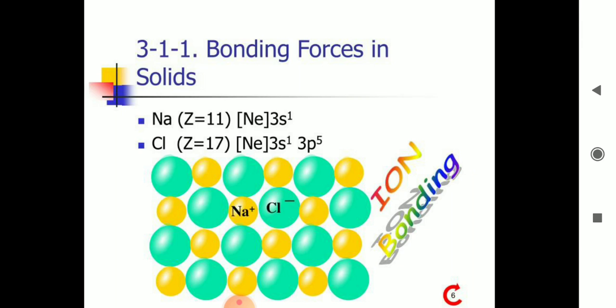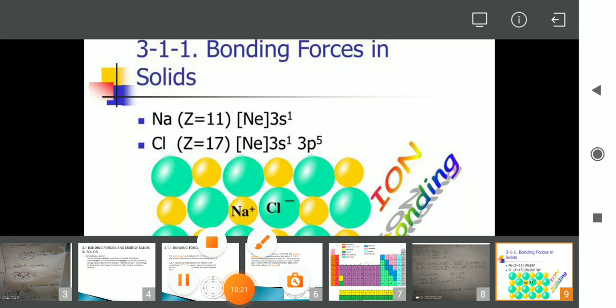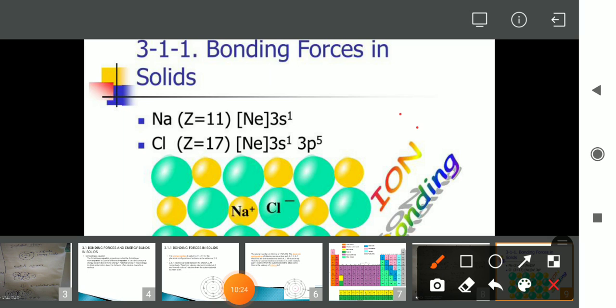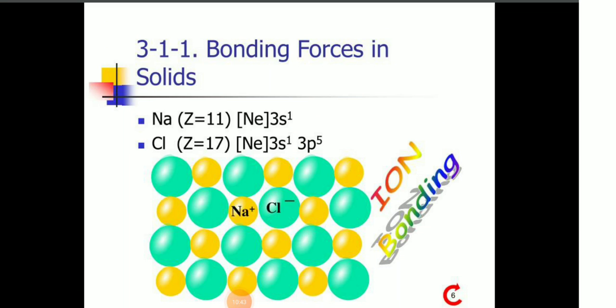So pictorially, it is explained here with the help of the picture. The outermost configuration is mentioned here. This is 3s2, not 3s1. This is 3s2, 3p5. Why are we representing it as Na plus and Cl minus?